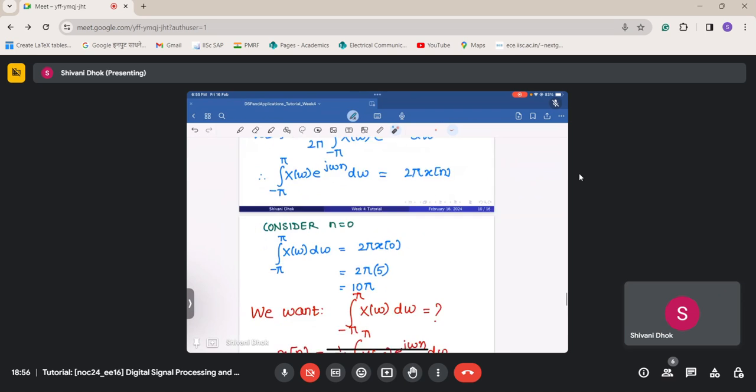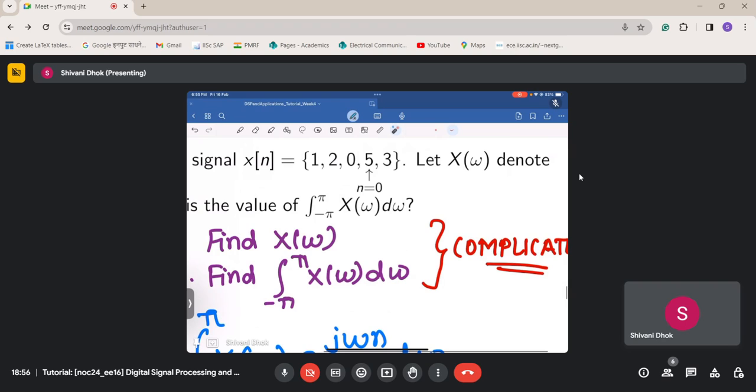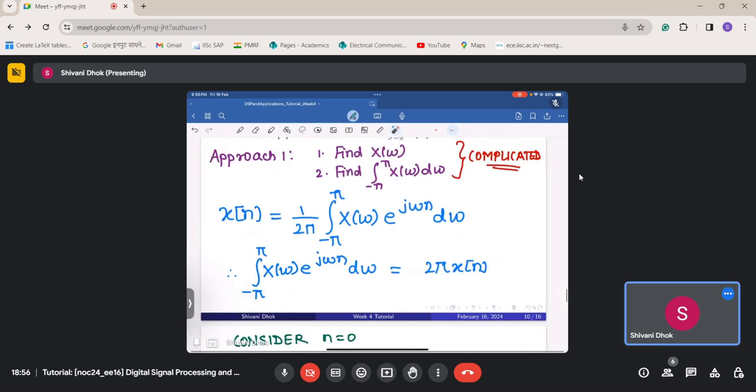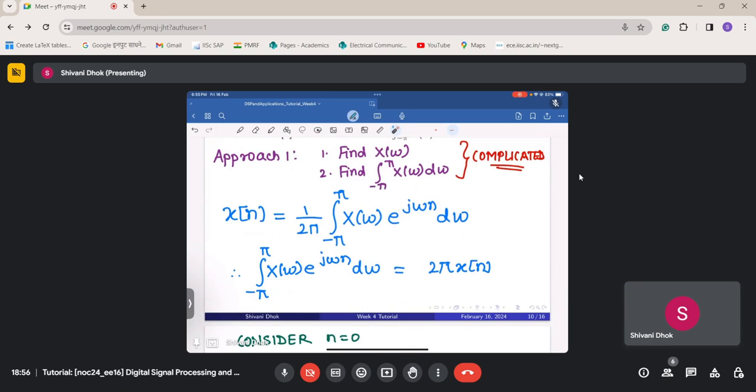5 values you have given, no? Yes, see. So finally we should not get 5 values. We want only 1 value. I want to find this integral. I don't care what this sequence is. Can I simply find this integral without finding this X(omega) explicitly, in a simpler way? Okay, you don't want X(omega) also. I just want that integral.